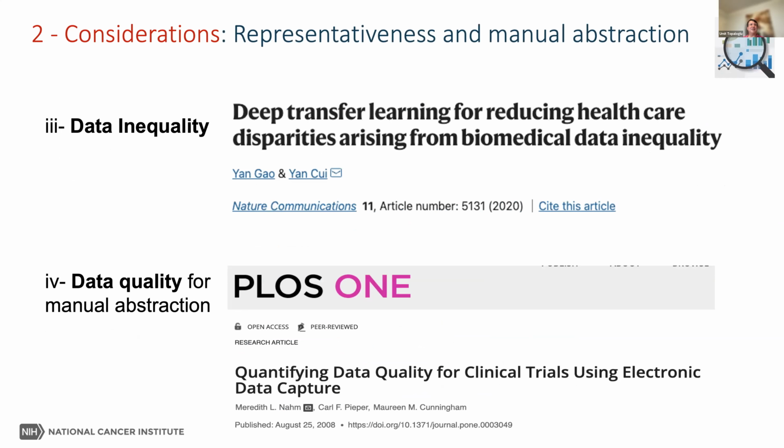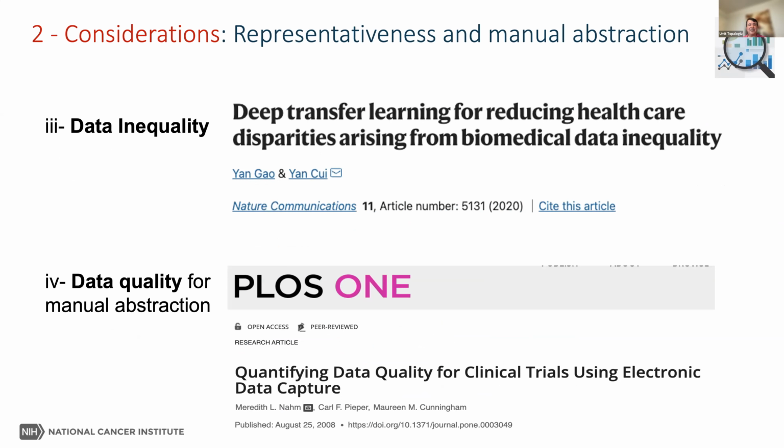One other area that we would like to focus on is the data inequality. Yan Gao and colleagues have worked looking at some of the genomics data, and they have used transfer learning, but basically this is a reality within most EHR or clinical systems, the data inequality, that we need to make sure there is a consideration for.